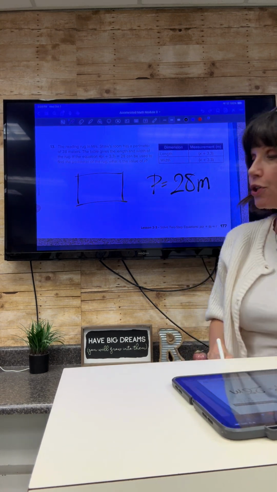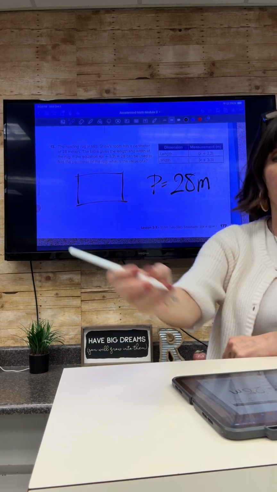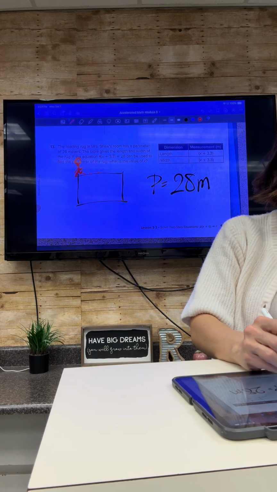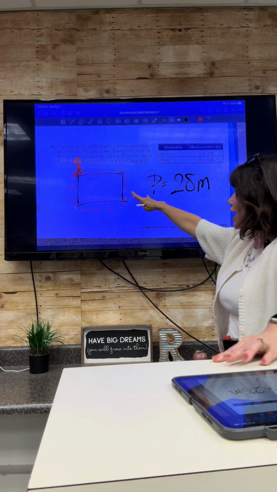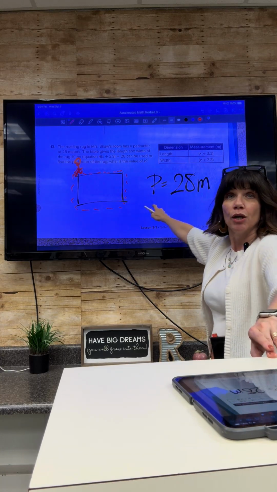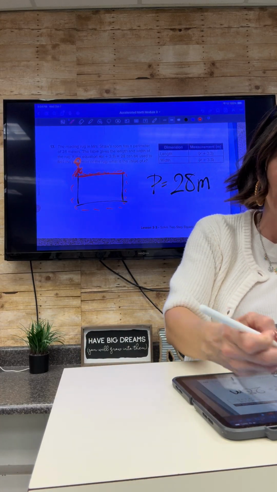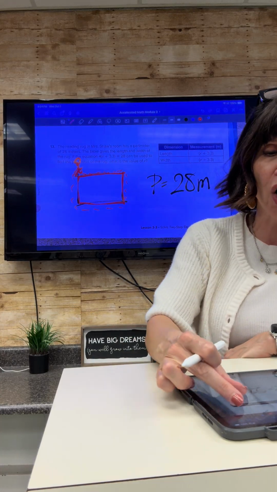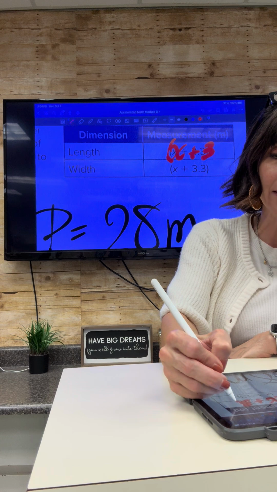So guys, perimeter is the distance around a shape. Yes? Remember how Mr. Perimeter goes for a walk, and the route that he travels is called the what? Perimeter. That's why I call him Mr. Perimeter. Okay, so I would need to add this side plus this side plus this side plus this side. How long does it say the length is in the chart? X plus what?